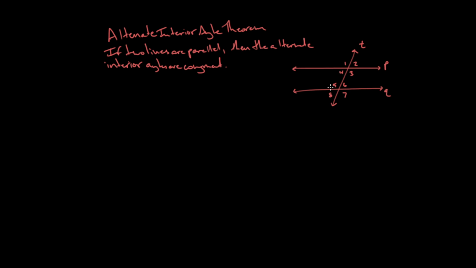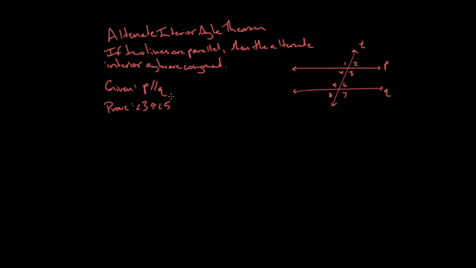I have a couple of pairs that I can pick from. It doesn't really matter which ones I choose, but I just need to pick a pair of alternate interior angles, like 3 and 5, for example. I could have also picked 4 and 6. So my given is just that the lines are parallel, P is parallel to Q. And what I'm trying to prove is that angle 3 is congruent to angle 5.